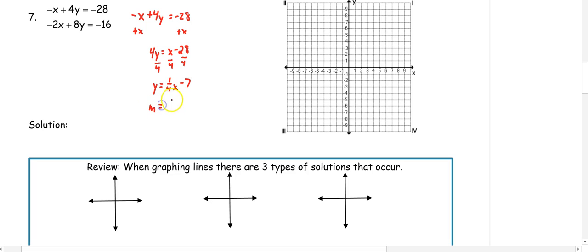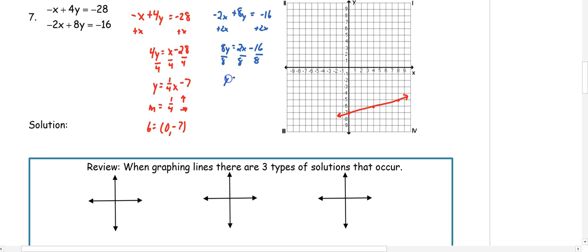So in this case, my slope would be 1/4, and my b value would be 0, negative 7. So I'm going to go to 0, negative 7 on the y-axis, and I'm going to use my slope up 1 and right 4. And draw my line. In the second equation, negative 2x plus 8y equals negative 16. I'm going to add 2x to both sides. So I get 8y equals 2x minus 16. Divide everything by 8. y equals 1/4 x minus 2.